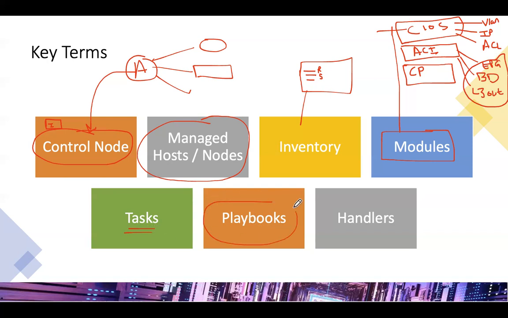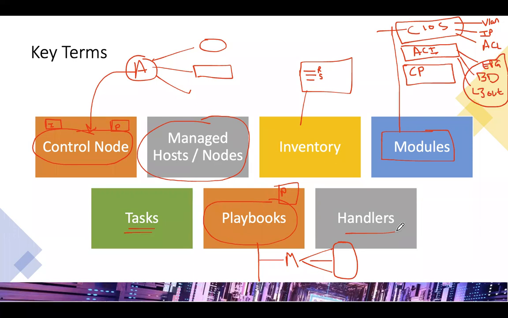And the playbook is again a piece of document which is installed on the control node. That document basically lists the modules and the tasks. That playbook has to be downloaded or added on the control node. And the last is the handlers. We're going to look into the handlers at the very end.